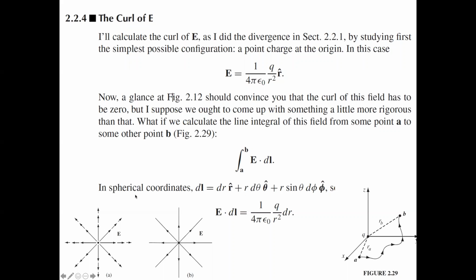If you take a look at the potential, which is shown here in figure A and B, intuitively you can see there's no curl. So the curl should be 0, but let's prove it quantitatively. So now let's do an integral from A to B to calculate the line integral of E.